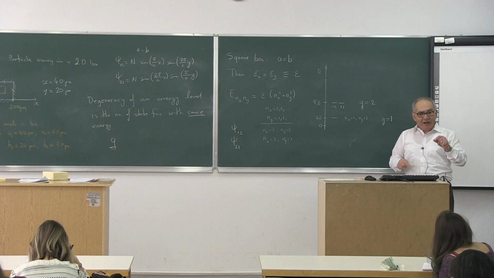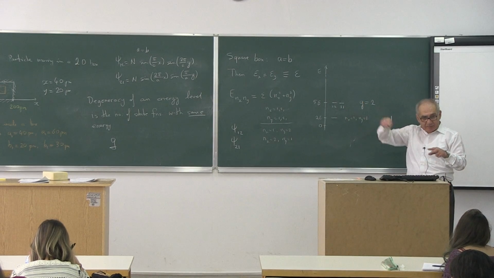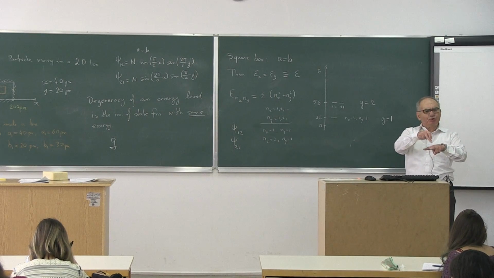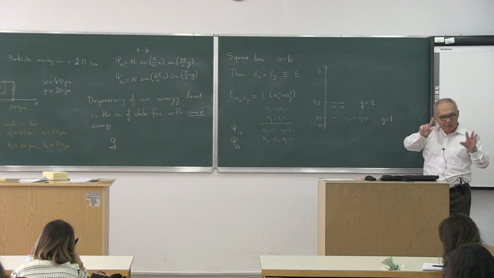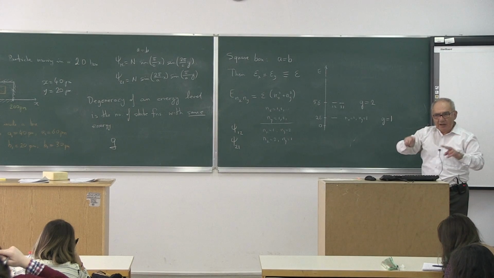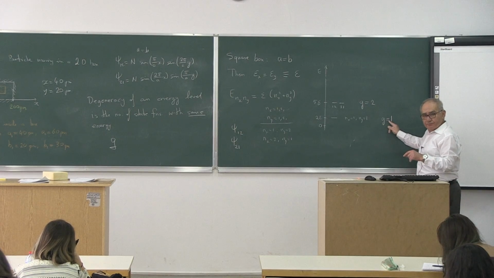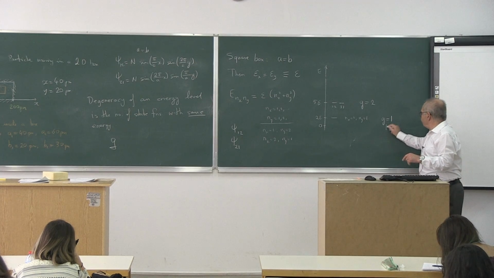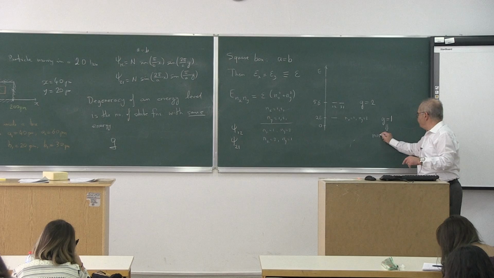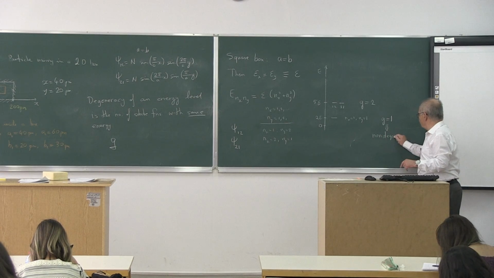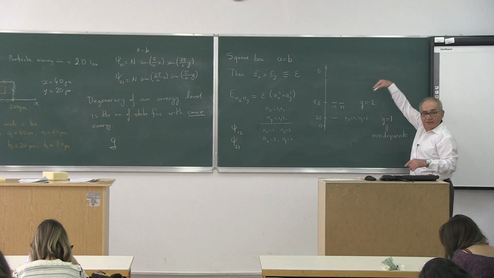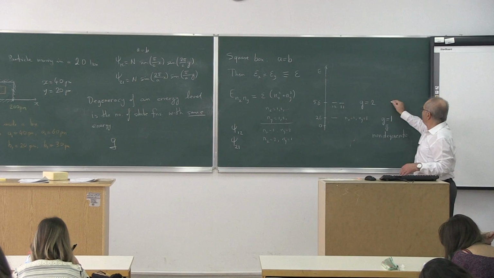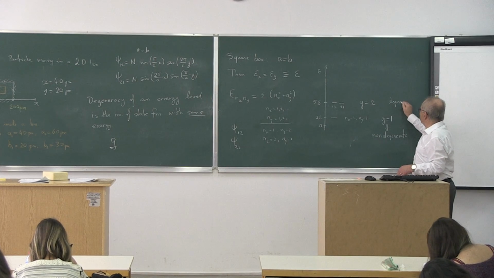Okay. Now, the term degeneracy, all right? There are just 2 possibilities for an energy level. Either g is 1 or g is larger than 1. Just 2 possibilities. If g is 1, we use the word non-degenerate. If g is larger than 1, we say degenerate.